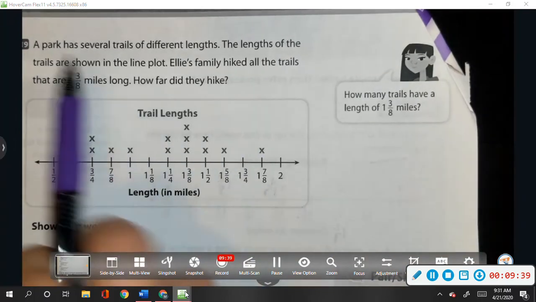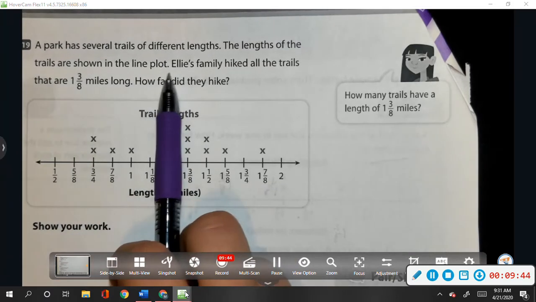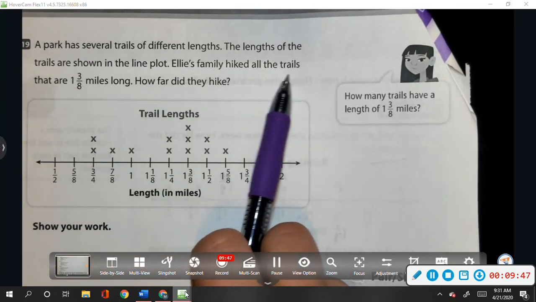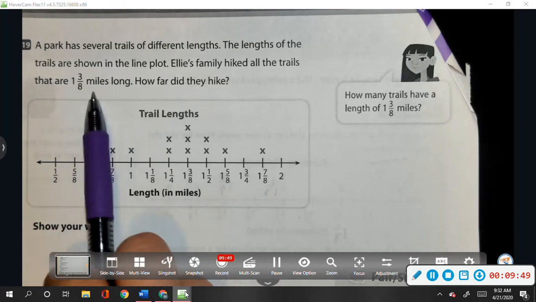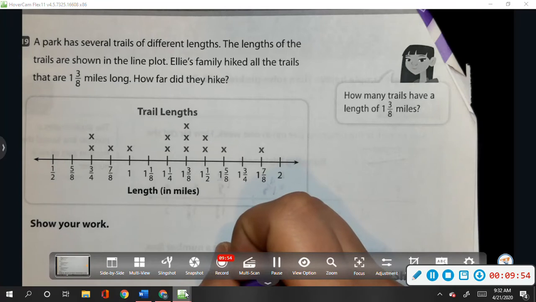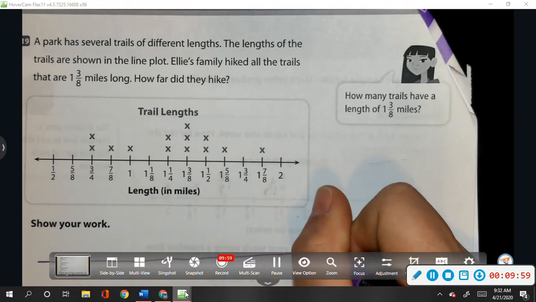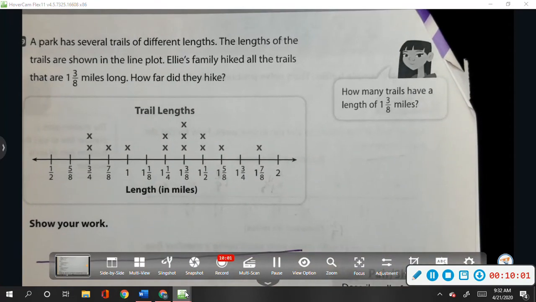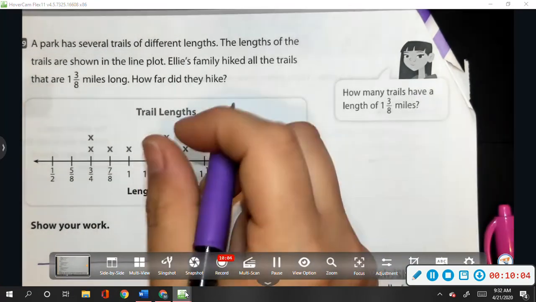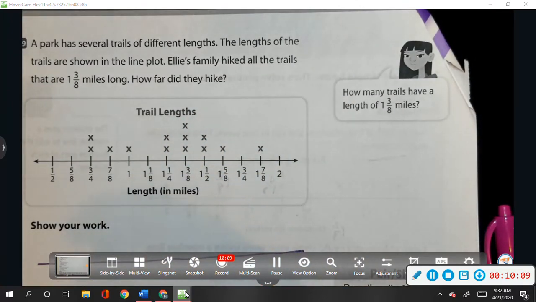Number 19. A park has several trails of different lengths. The lengths of the trails are shown in the line plot. Ellie's family hiked all the trails that are 1 3/8 miles long. How far did they hike? So first we need to make our line plot. Maybe we'll do a couple different colors, that way we don't get too confused.